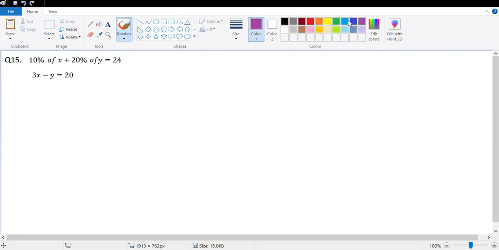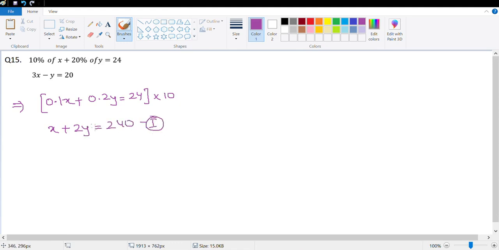Next one, the next one that we do is question number 15. It says 10% of x, which means the first equation will be 0.1x plus 20% of y, that's 0.2y is equal to 24. Now I don't want to work with decimal numbers, so let's multiply this whole equation with 10 to get whole numbers. So 0.1 into 10, that's 1, 0.2 into 10, that's 2, so x plus 2y is equal to 240.